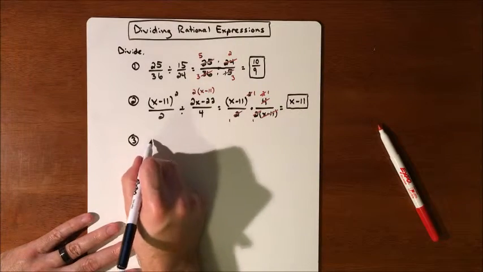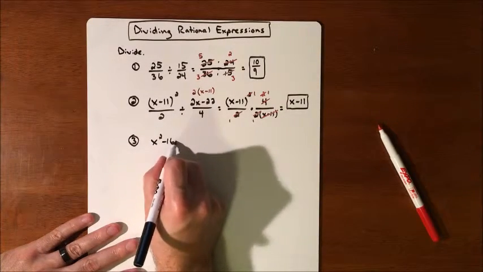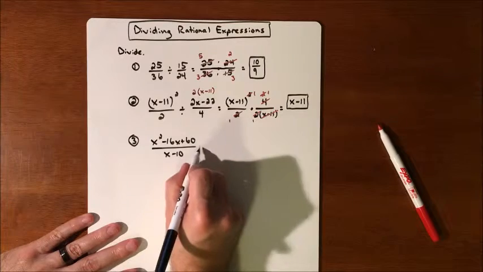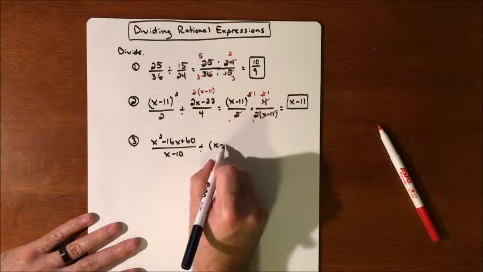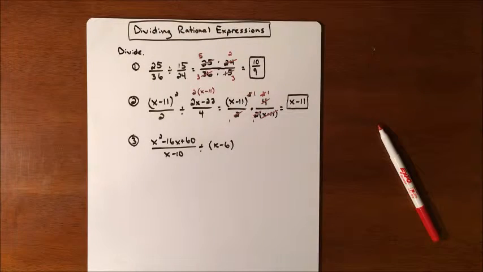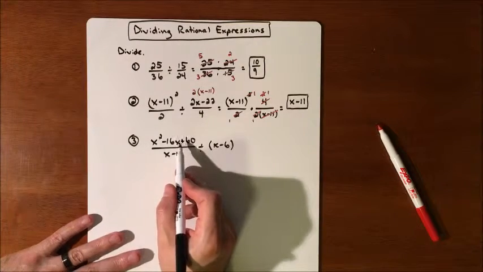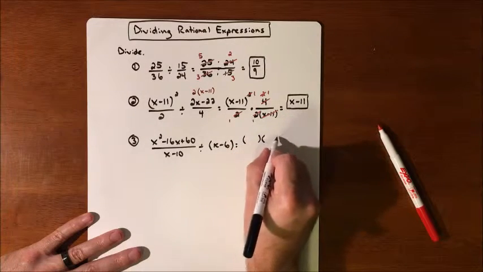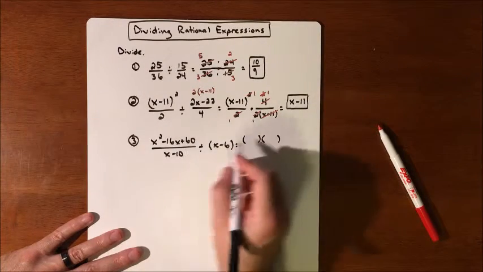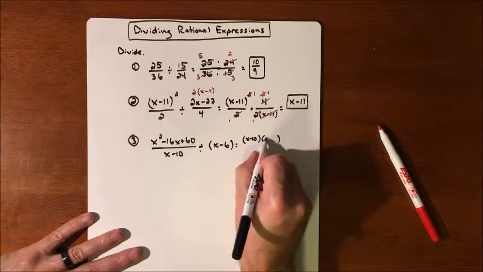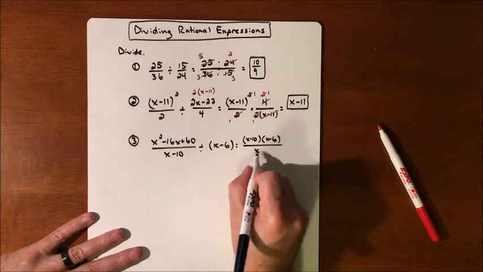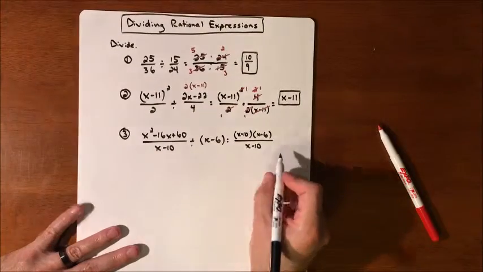All right, so let's do x squared minus 16x plus 60 over x minus 10, divided by x minus 6. I'm going to rewrite this, but I'm also going to factor this at the same time. So this factors into, what multiplies to 60 and adds to negative 16? So x minus 10 and x minus 6, over x minus 10. So I see a common factor that I'm going to be able to reduce by.